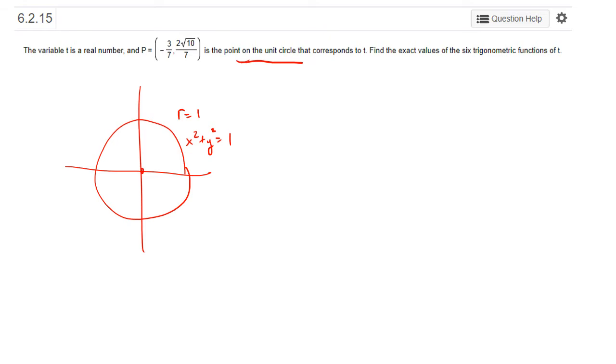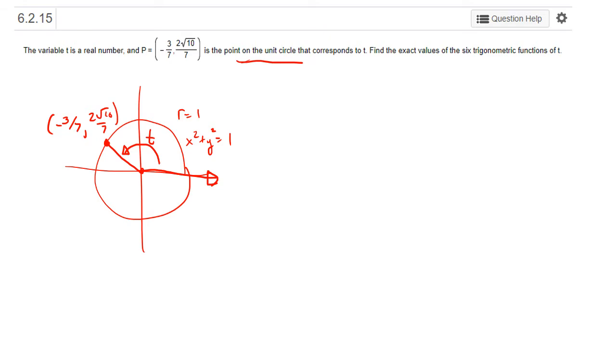If I have a point on this circle and it's given by negative 3/7, comma, 2 root 10 over 7, so I'm in quadrant 2, I have a negative x coordinate and a positive y coordinate. I'm not trying to draw this extremely accurately, just vaguely accurately. I'm in the right quadrant at least. So the point is negative 3/7, comma, 2 root 10 over 7. Corresponding to t, meaning measured from the positive x-axis going in a counterclockwise direction, that's the angle t.